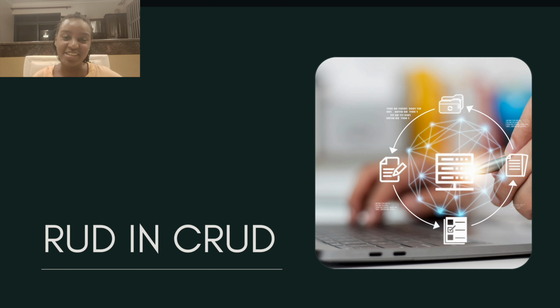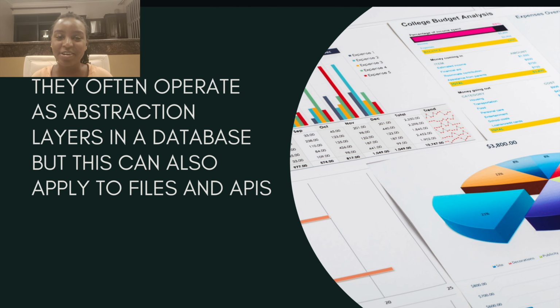Here, they deal with existing objects from the life cycle. So the creation goes to the factory and the RUD goes to the repositories. Then the lifecycle ends. It's the RUD in CRUD. That's what, when we're looking at CRUD, repositories entail. They often operate as abstraction layers in a database, but this can also apply to files and APIs. And that's simply it when it comes to factories and repositories in domain-driven design. One abstracts the creation, and the other, that is the repositories, abstracts the retrieval and modifying of this domain object.